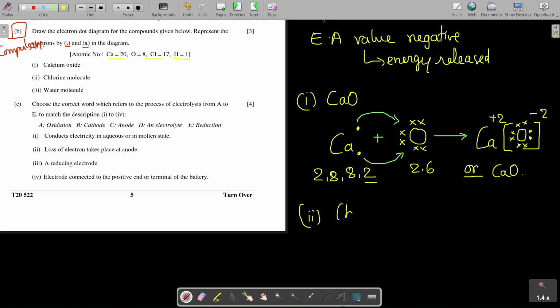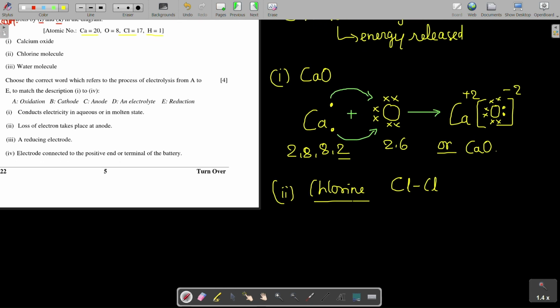If you take a chlorine molecule, it contains 2 chlorine atoms forming a single covalent bond. Since both are the same atoms, you need not show dot and cross; just show with dot. Chlorine atomic number 17 means 2,8,7. So show 7 electrons around the chlorine atom. This is the electron dot diagram for chlorine atom.